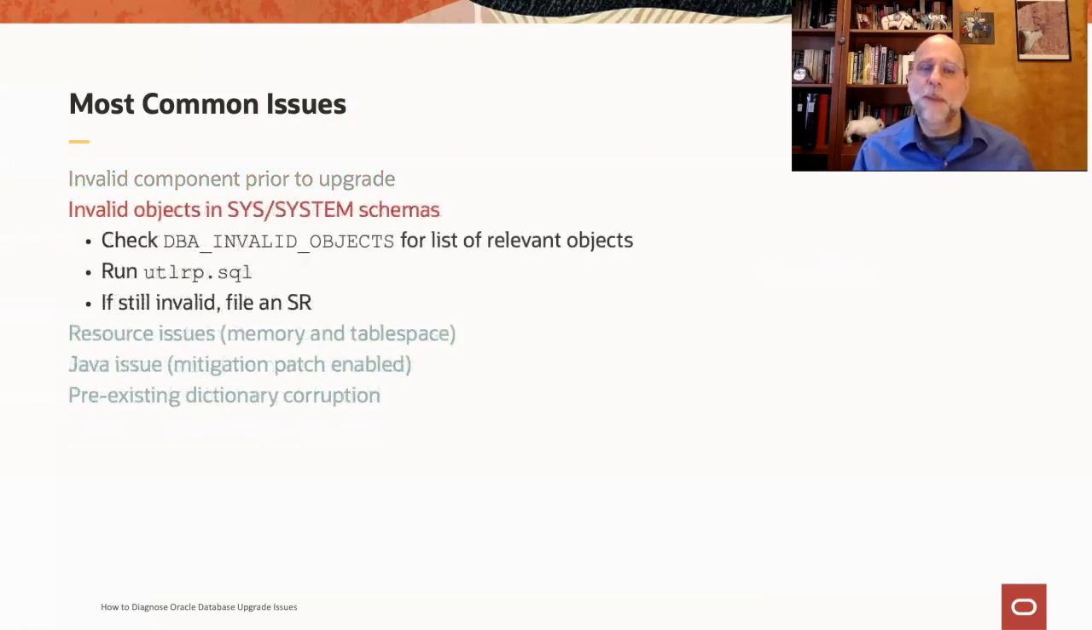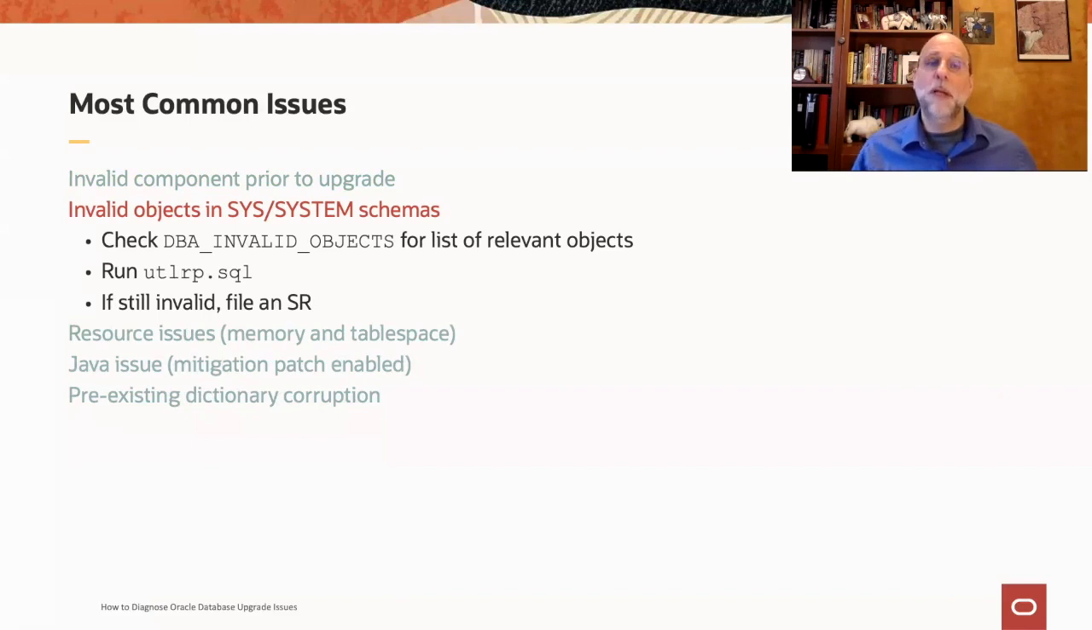The next most common issue we might run into is invalid objects in the sys and system schemas. Now, invalid objects are not always a bad thing for upgrade. I mean, they're never a good thing to have an object that's invalid. That means that the object's not usable because something that it needs is simply not available. Maybe it doesn't have permission to access it. Maybe the underlying table for a view doesn't exist. Whatever it is, there's a problem with that object.